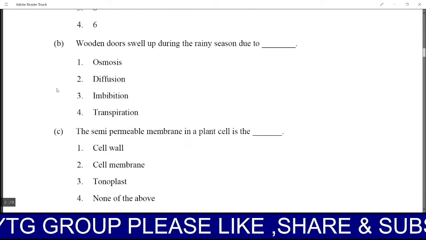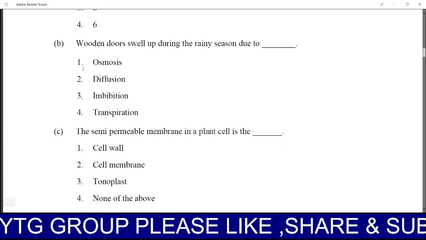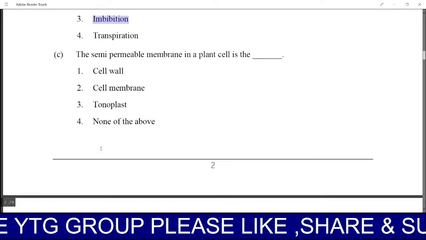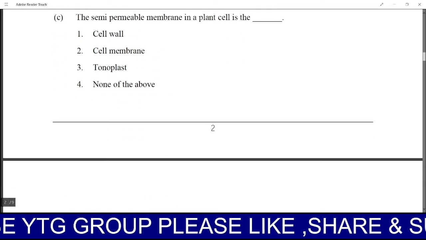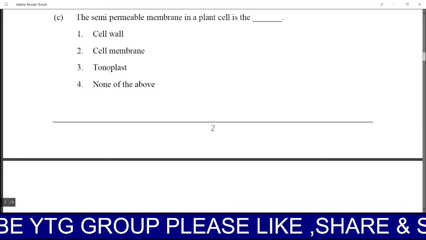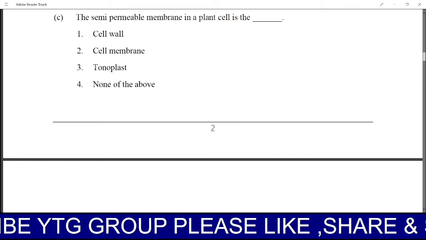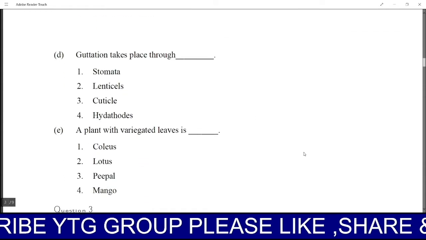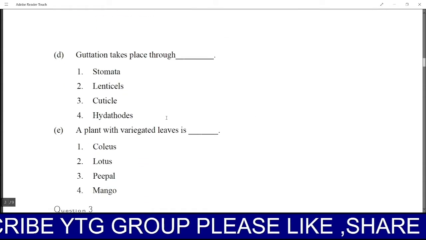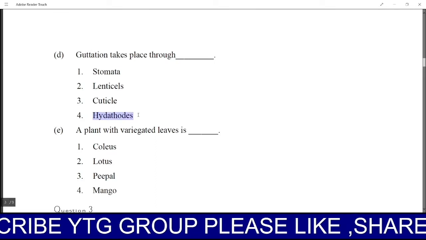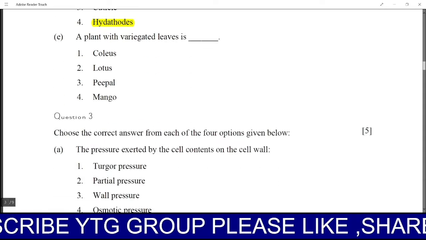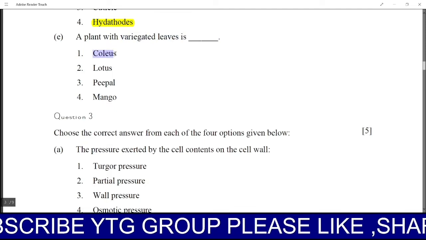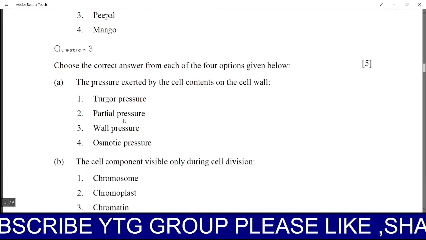Now, wooden doors swell up during the rainy season. The answer is imbibition. Now, the semi-permeable membrane in a plant cell is the cell membrane. Now, let's move further. Guttation takes place through hydathodes. A plant with variegated leaves is coleus.